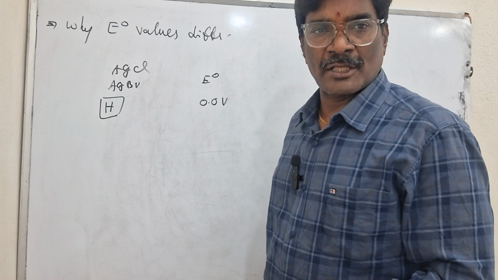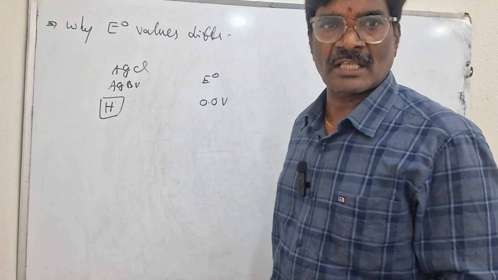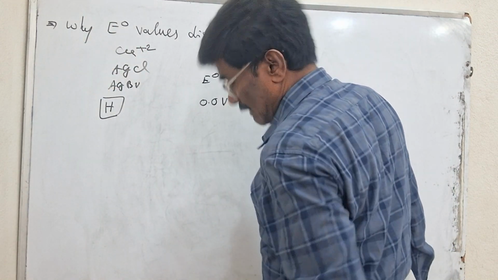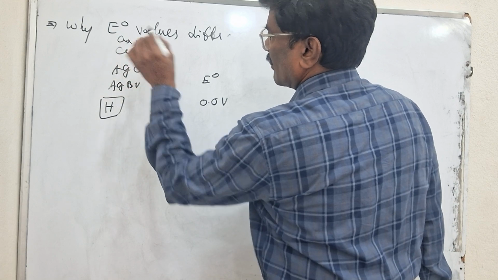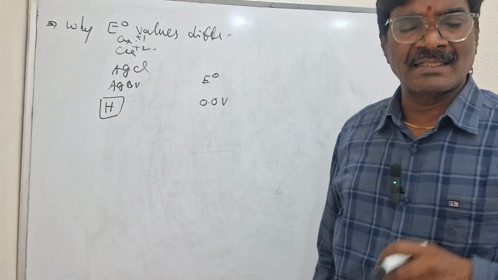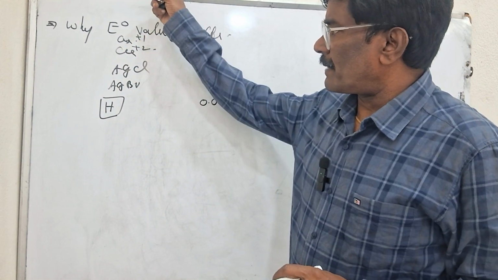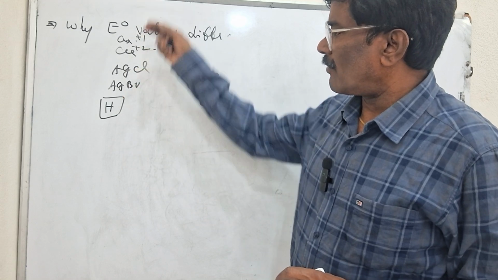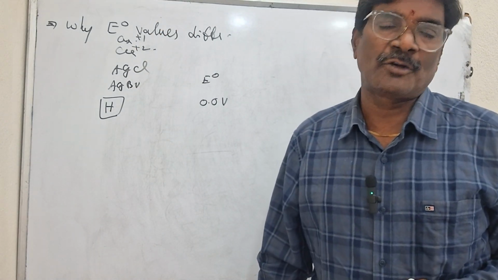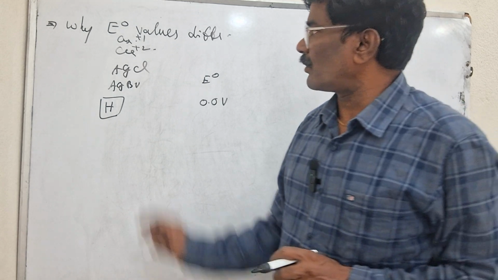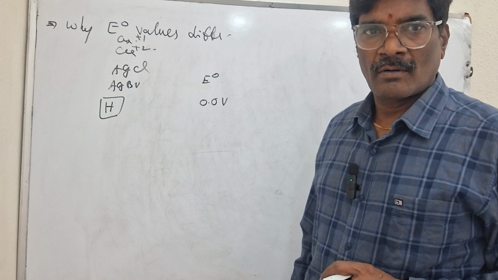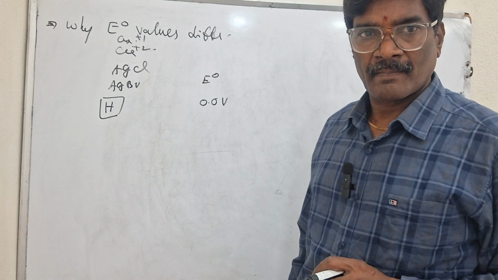Next, Cu plus 2 and Cu plus 1. These are also there. Cu plus 2, Cu plus 1. These are the values. When you go up, what happens? Their values increase. Positive values increase.